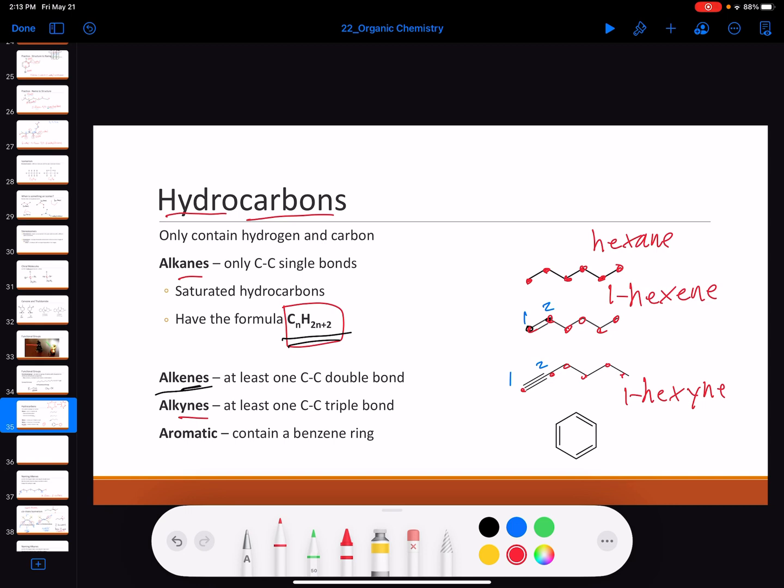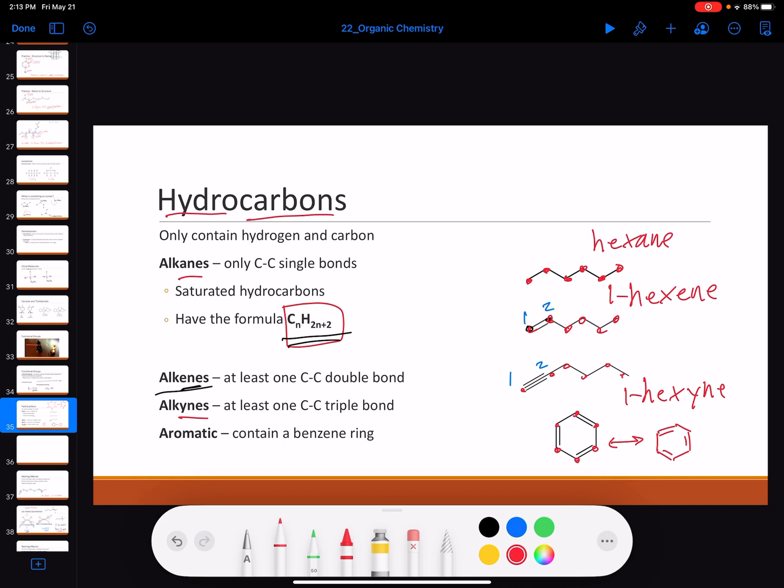Okay. The last kind of molecule is what's known as an aromatic compound. It contains a benzene ring. Benzene is 6 carbons in a ring with alternating double bonds. Okay, and if you remember resonance from way back, I could have drawn that like this. Okay, those are the same.